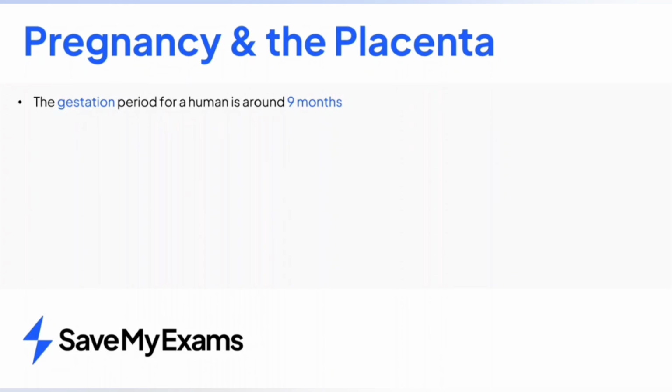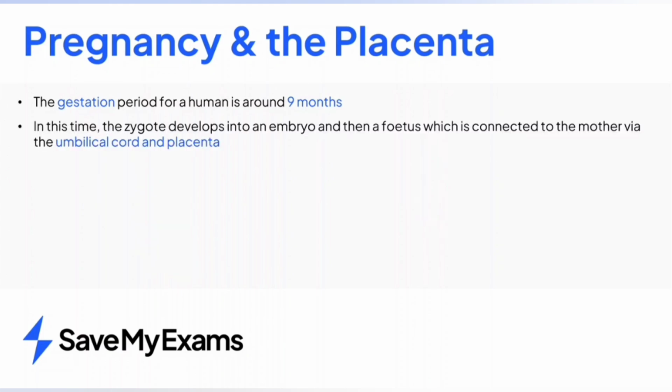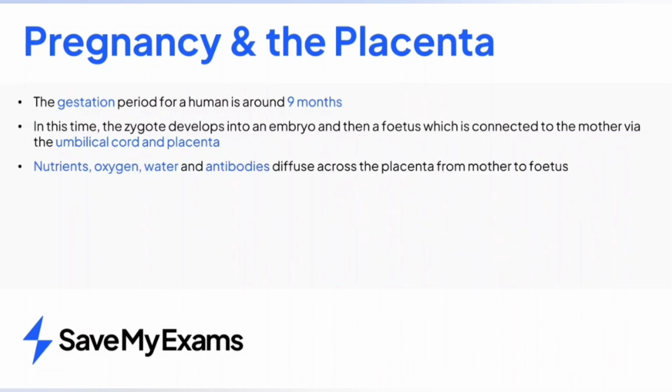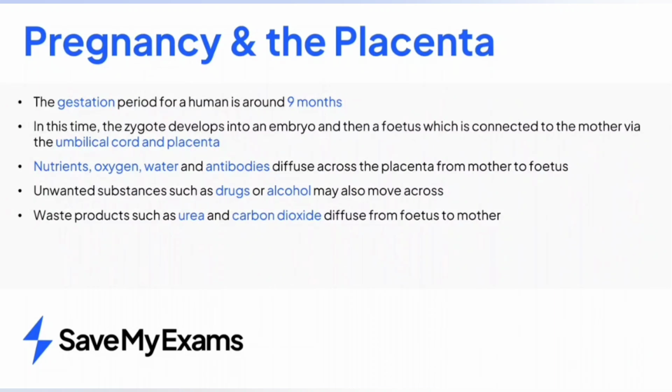In summary, the gestation period for a human is around 9 months. During this time, the zygote develops into an embryo and then into a fetus, which is connected to the mother via the umbilical cord and placenta. Nutrients, oxygen, water, and antibodies diffuse across the placenta from the mother to the fetus. However, unwanted substances such as drugs or alcohol may also move across. Waste products such as urea and carbon dioxide diffuse from the fetus to the mother.